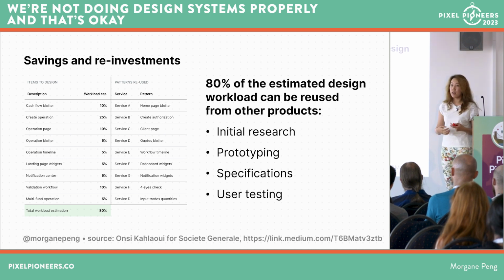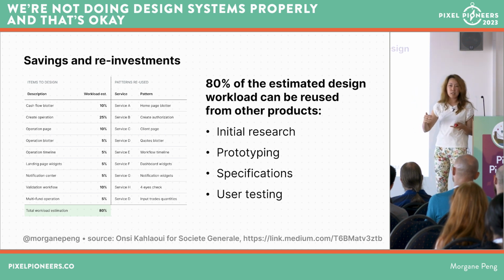So basically, we're saving a lot of time on the research, the prototyping, specification, and testing. Sometimes, again, we still have to implement it differently because the tech stack will be different, but at least this allows us to go faster. I'm not saying that we're going to save 80%. It's just that we can spend more time on what really matters, understanding the problem, and on the 20% that are specific to that service.